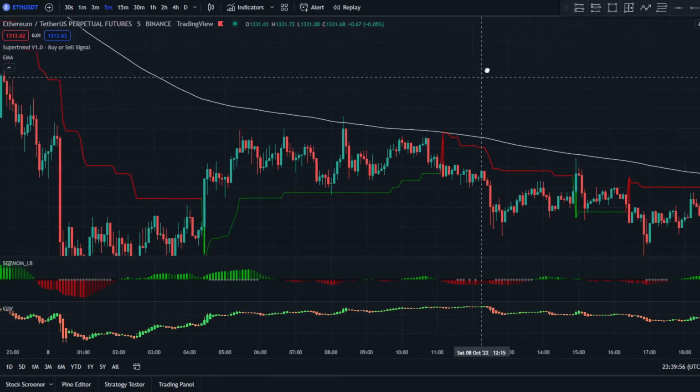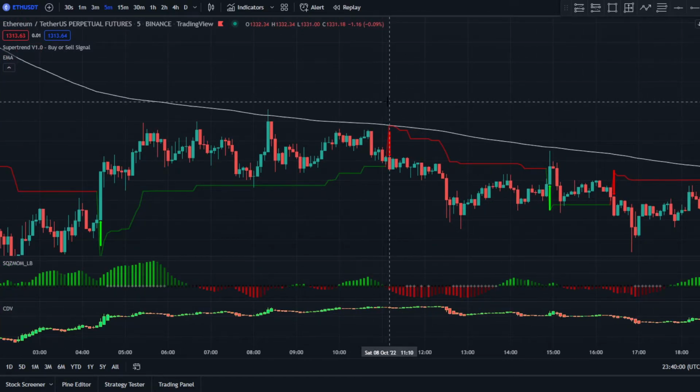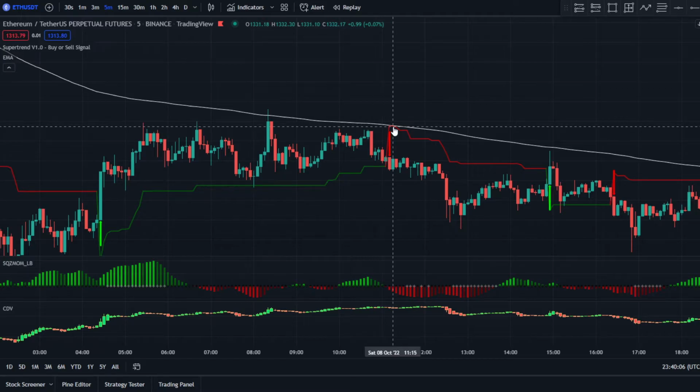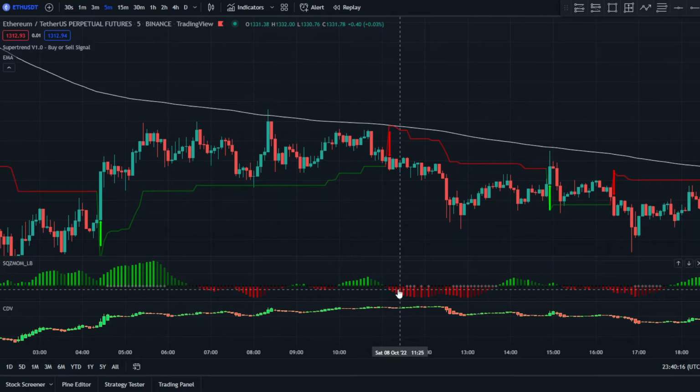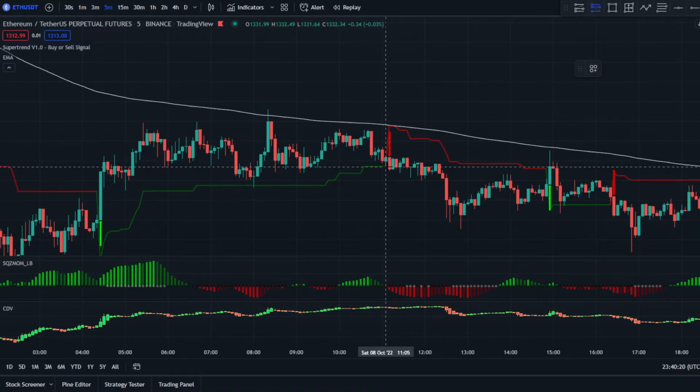Very simple, we are basically going to use the same rules as we did for the long position, except we're going to flip it around and use it for the short side. So first up, price has to be below your super trend line and price has to be below your 200 EMA. So there we have, both is below, and we have a sell signal here. And next up we must look at the squeeze momentum. It must be bright red, and the cumulative delta volume must be bright red as well.